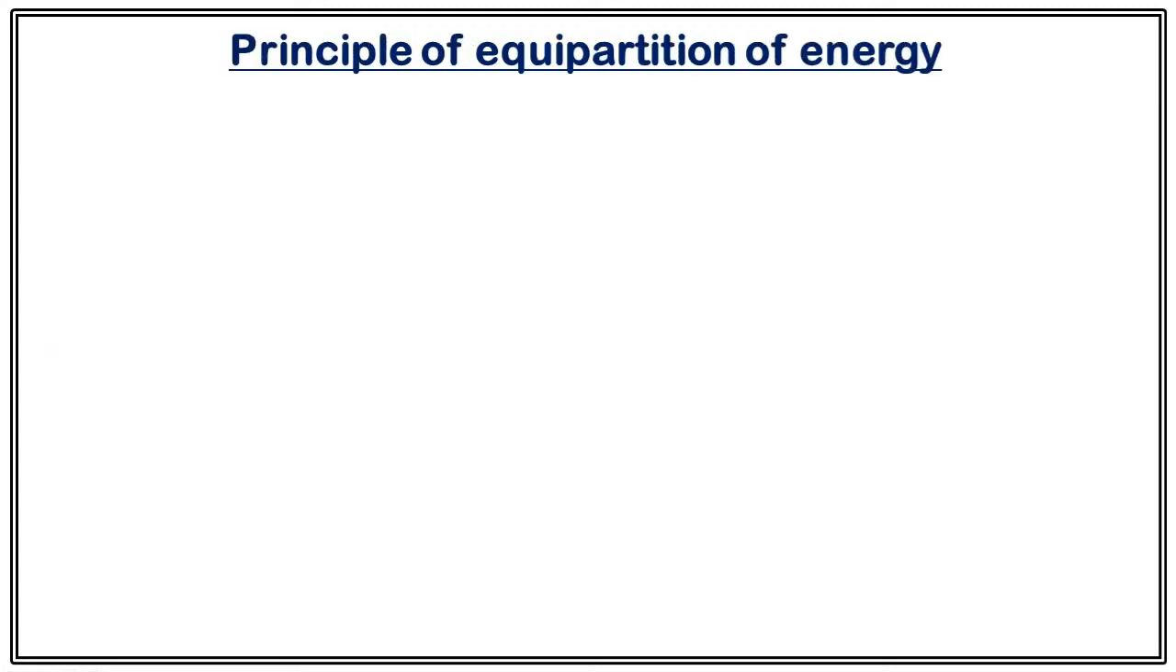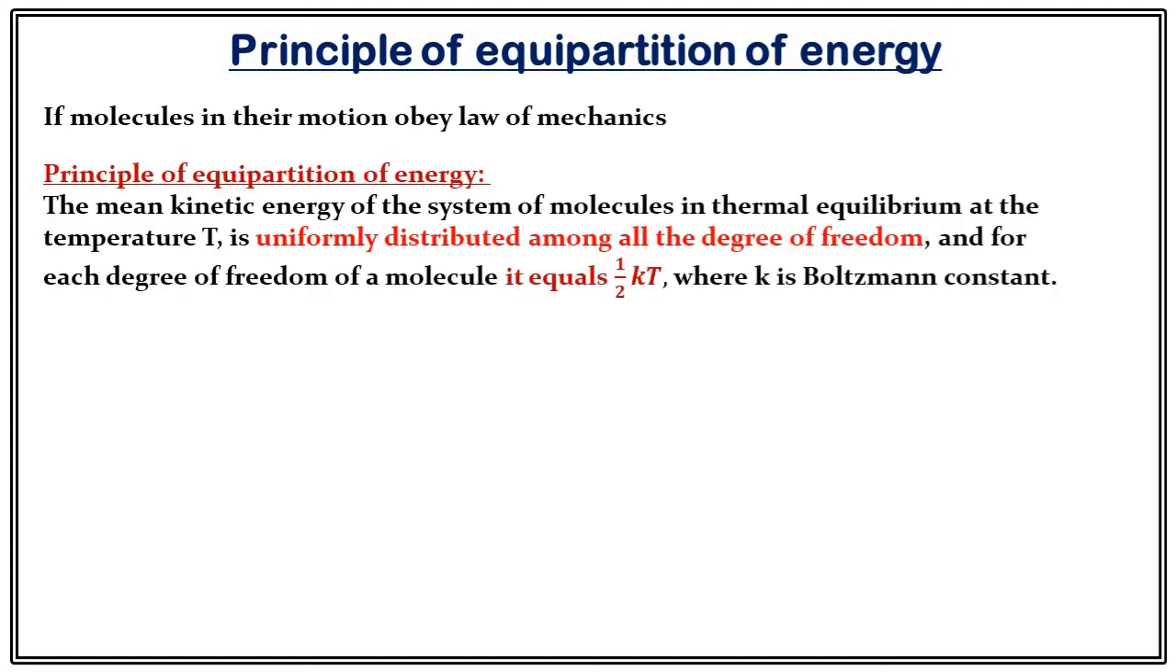Let's see the principle of equipartition of energy. Before defining this principle, we will assume that molecules in their motion obey the laws of mechanics. Under such a scenario, what this principle says is, the mean kinetic energy of a system of molecules in thermal equilibrium at temperature T is uniformly distributed among all degrees of freedom, and for each degree of freedom of the molecule it equals half kT, where k is the Boltzmann's constant. What is it trying to say?